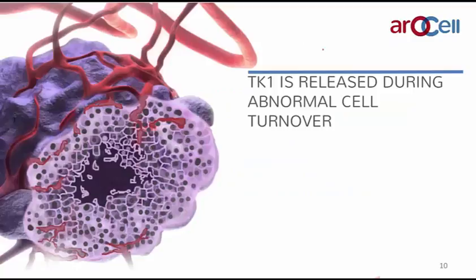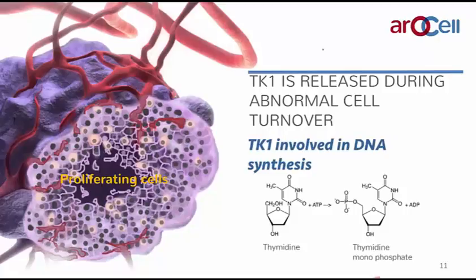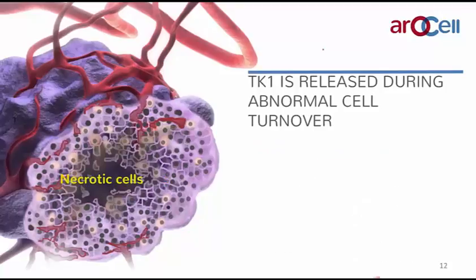So what is TK1? What is it doing? Well, it is released when the cells are growing in an abnormal way at high rate. The enzyme itself is involved in the phosphorylation of thymidine, one of the 4 building blocks for DNA, and ATP is used to transfer a phosphate to form thymidine monophosphate. This is the basis for all the activity assays, and there are different ways to measure this reaction.